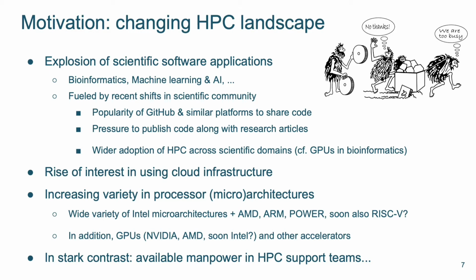Next to this, there is a clear trend towards also using cloud infrastructure for scientific calculations. And on top of that, there is way more variation in CPU architectures today than there was in recent years. Not only is AMD back in the game next to Intel, but there's also increased adoption of ARM processors for HPC calculations, and Power is still around as well. In the near future, we may even see RISC-V-based processors through the European Processor Initiative, for example. And then we're not even mentioning different GPU vendors and other accelerators. In contrast, the manpower that is available in HPC support teams for helping out researchers with installing the software they need remains limited in many HPC sites.